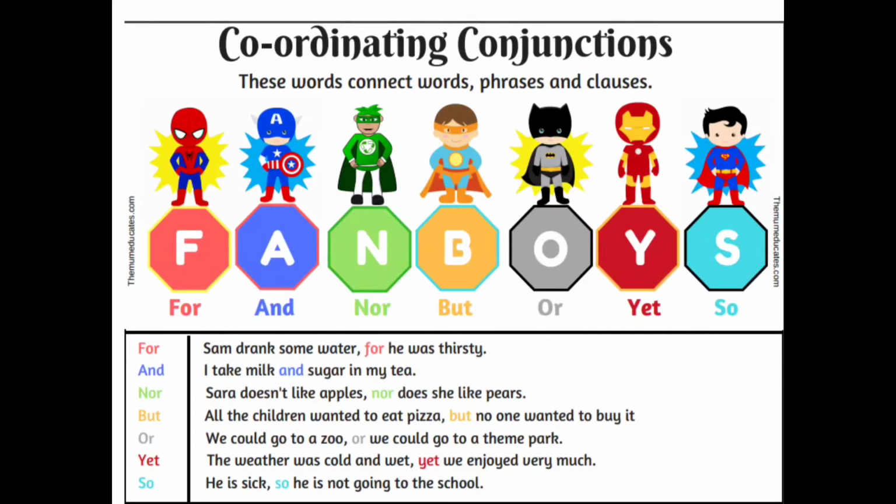Once again you will speak with me, FANBOYS. This is the abbreviation of coordinate conjunctions, right? F for for, A for and, N for nor, B for but, O for or, Y for yet, and S for so, right? So these are the examples which you have to write and learn in your notebook.